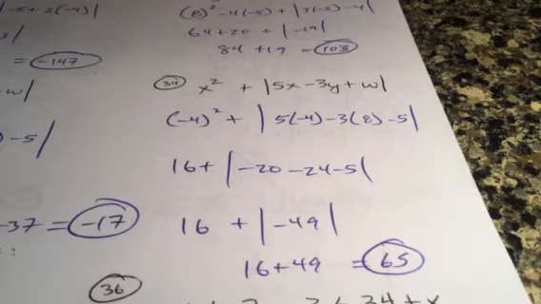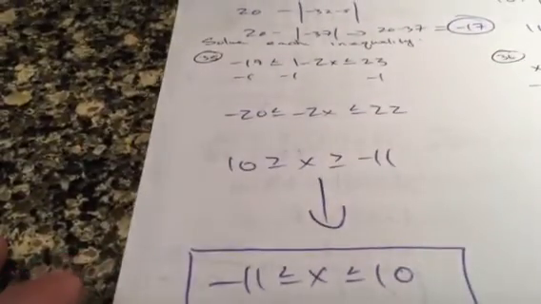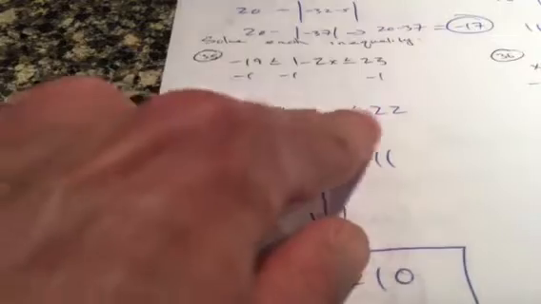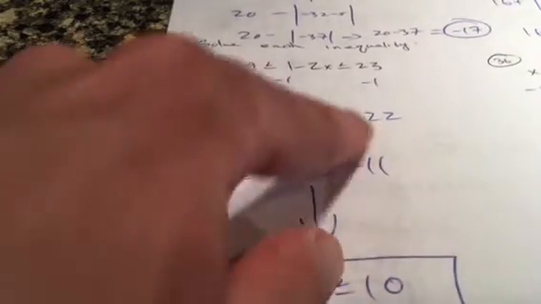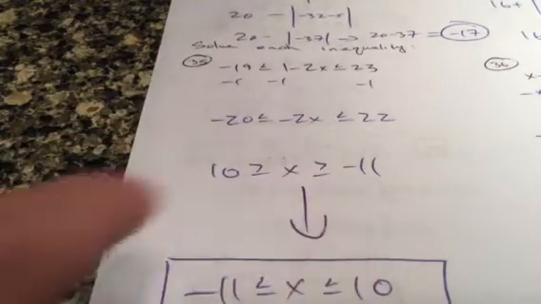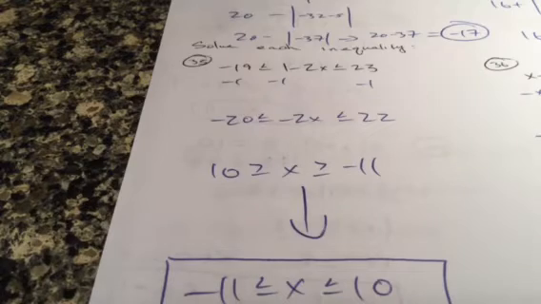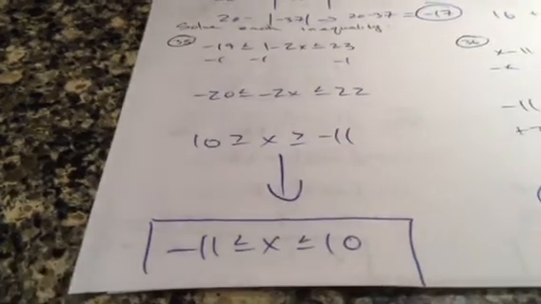Absolute value of negative 49, which is positive 49. 49 to get 65 overall. Folks, you need to subtract 1. You're going to divide by negative 2. That's what I'm doing right here. Divide by negative 2. That flips the sign. So this is an okay answer. 10 greater than or equal to x greater than or equal to negative 11. That's the better answer right there.